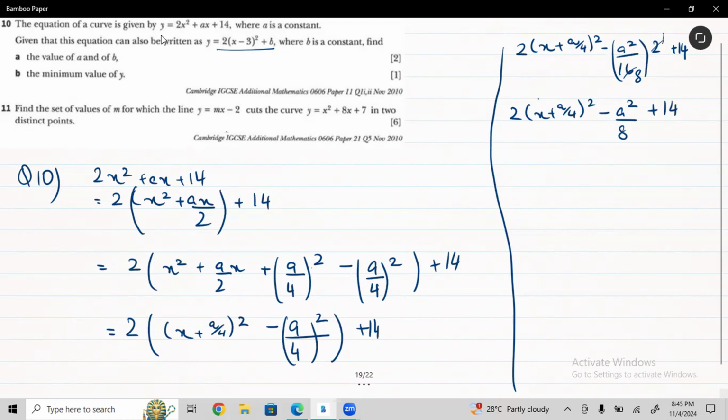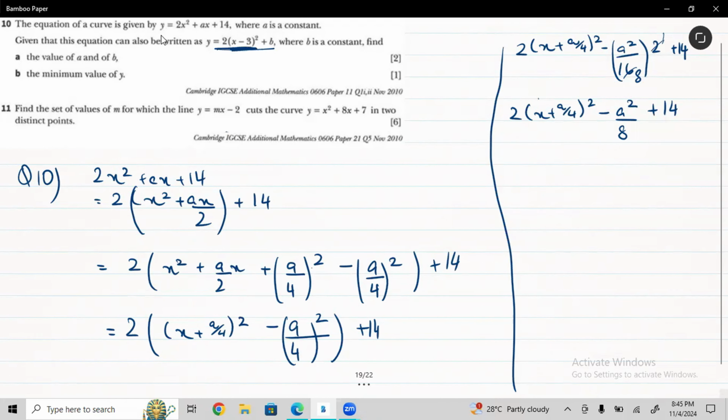You can leave this as it is, or you could take the LCM and do it all. I'm going to leave it as it is for now. Okay, so now we have the equation in the second form. What do we do now? We know from the given equation that x minus 3 whole squared will come in the bracket in the form of a squared, which is being multiplied by 2.